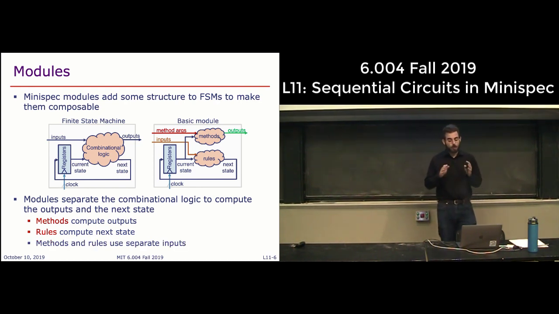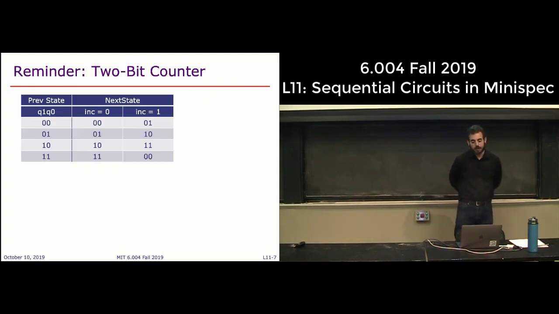And it's not obvious why this actually composes. We'll see in a bit when we start combining modules why the composition guarantees are very clear. Okay, but before we start composing modules, let's design a basic one. So, just as a reminder, this is the 2-bit counter example that we saw last time.